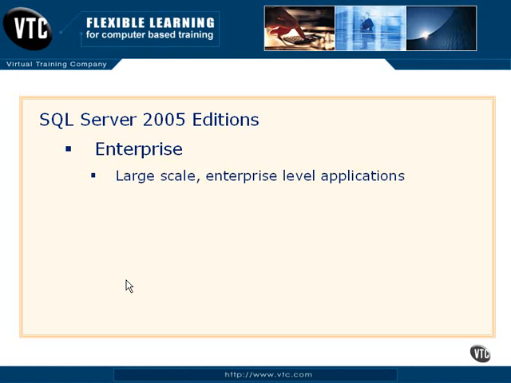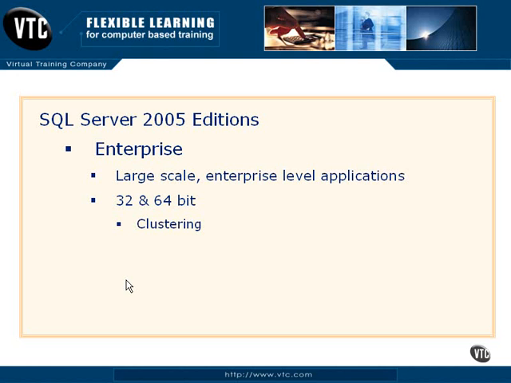First up, the Enterprise Edition. This is the granddaddy of them all. This provides large-scale enterprise-level application functionality. Now, this is by far the most expensive. It has the most functionality. You can get this in both 32 and 64-bit versions. If you want some information about 64-bit versions, go out to Microsoft's website, www.microsoft.com/SQL, and you can see some pretty exciting things about 64-bit SQL Server processing.